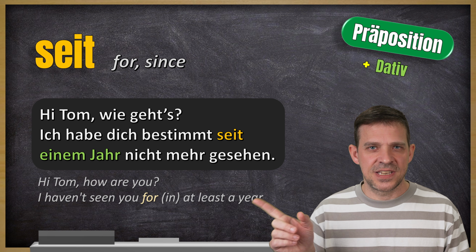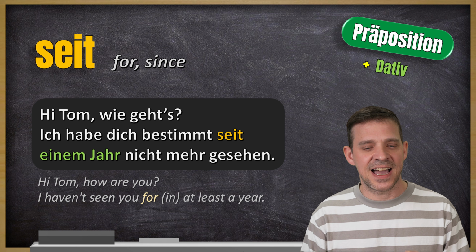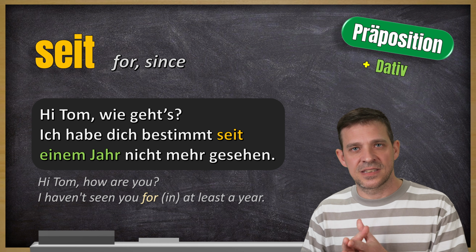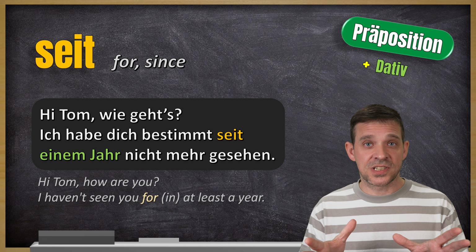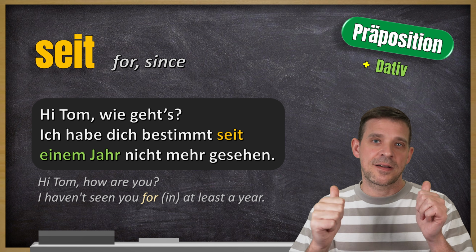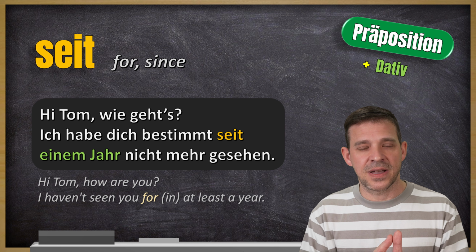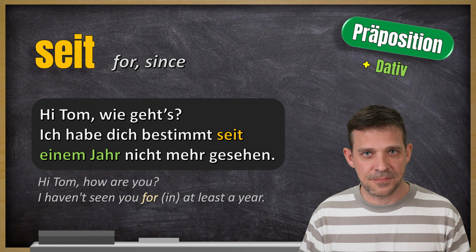I haven't seen you in at least a year, or literally for at least a year. And here in German you see this is actually in present perfect tense. Seit einem Jahr, ich habe dich nicht mehr gesehen. So this is possible but not that common, because here we talk about an event which happened in the past and is completed in the past. That's why we use the present perfect tense.